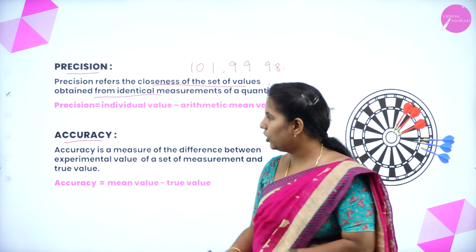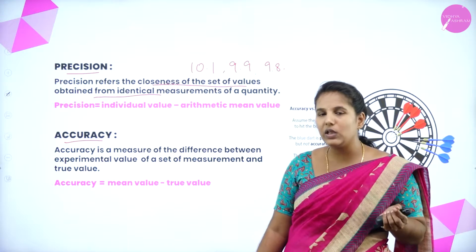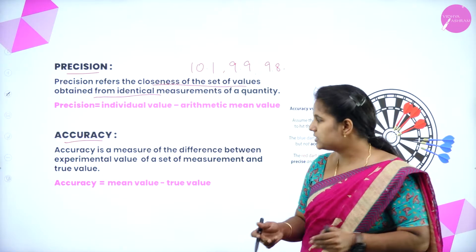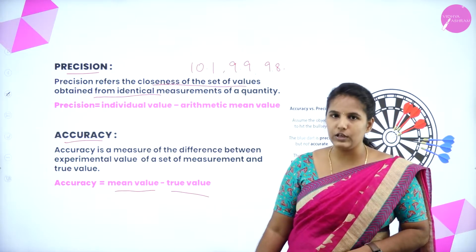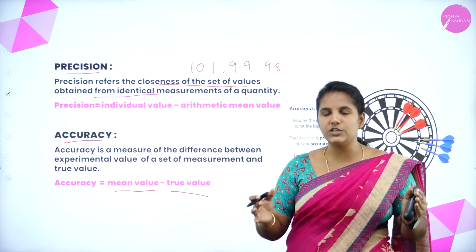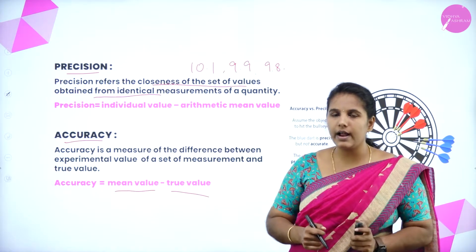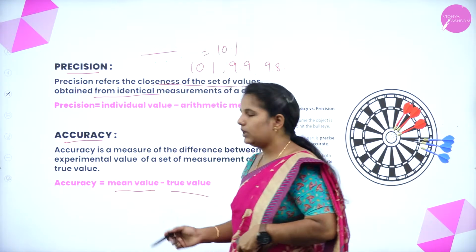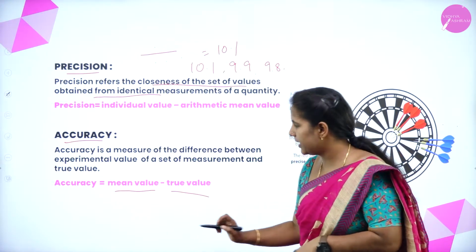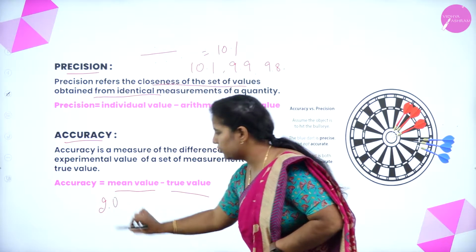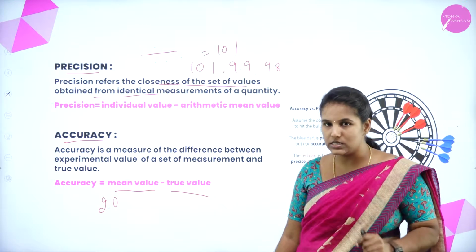And another terminology is known as accuracy. Accuracy is the difference between the mean value and the true value. How do we find that? Imagine you are doing an experiment where the true value for the result is 2.0. Suppose you do the same experiment with two trials, and you report the values as 1.9 and 2.0.